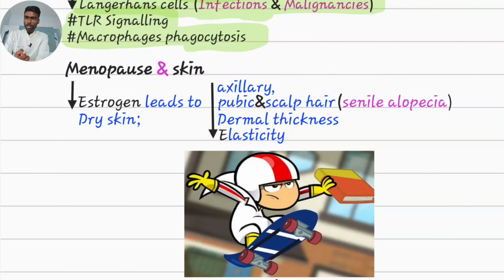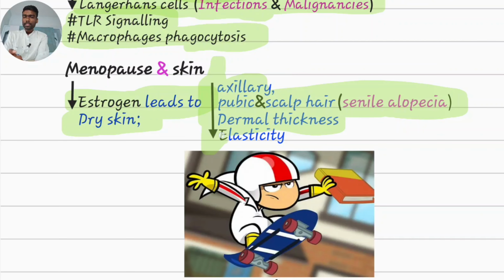After menopause, there will be significant reduction in estrogen, which leads to dry skin, and reduction in axillary hair, pubic hair, and scalp hair called senile alopecia. There will be reduction in dermal thickness and skin elasticity also. Elasticity means if we pull the skin and leave, it has to go to its original place because of elasticity. If it is lost, if we pull and leave the skin, it will stay there only.